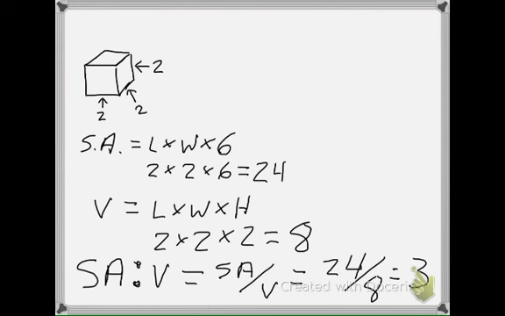Everybody understand how I did all the parts of that? First I figured out surface area, then I figured out volume, then I divided surface area by volume, and I got to 3. If I want that surface area to volume ratio to get bigger, what could I do to the size of the box? Yeah, make it smaller.